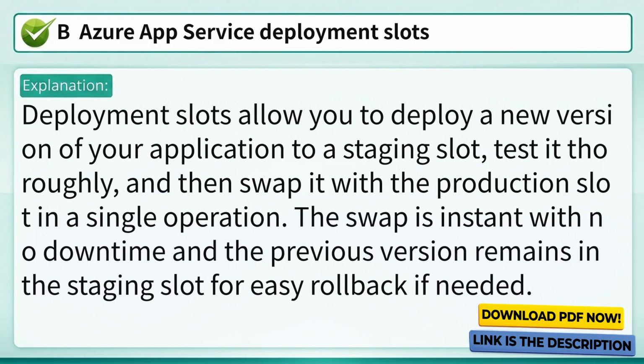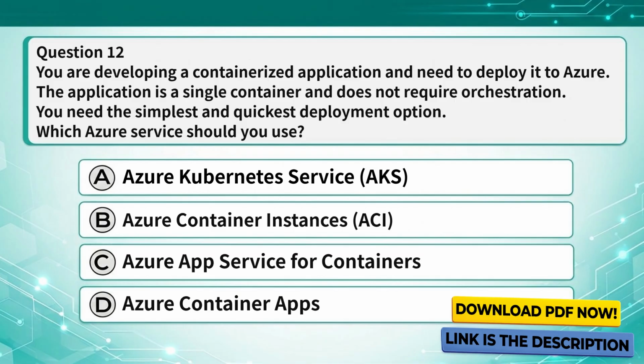Correct answer: B. Azure App Service Deployment Slots. Explanation: Deployment slots allow you to deploy a new version of your application to a staging slot, test it thoroughly, and then swap it with the production slot in a single operation. The swap is instant with no downtime, and the previous version remains in the staging slot for easy rollback if needed.